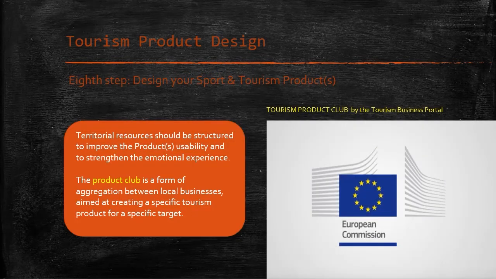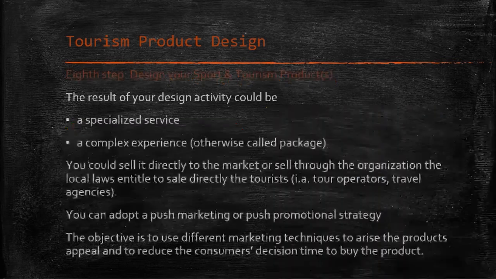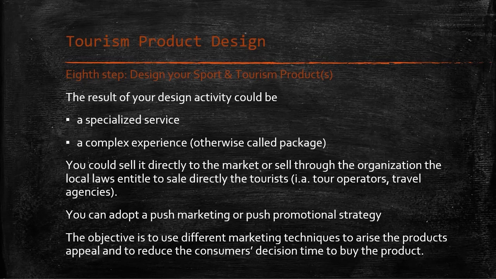8th step. Design your sport and tourism products. The territorial resources should be structured and managed in order to improve the product's usability and strengthen the emotional experience. In this perspective, a territorial cooperation network can lead to the inclusion of the products in a product club contest. The product club is a form of aggregation between local businesses, aimed at creating a specific tourism product for a specific target.